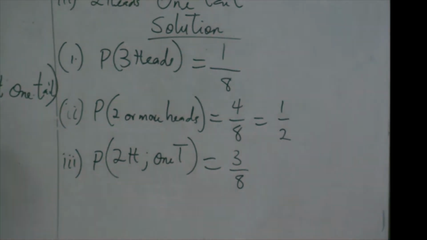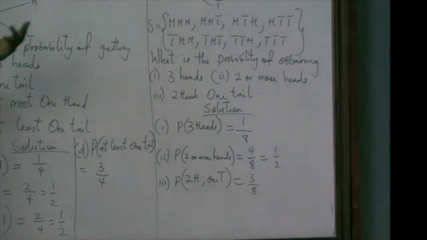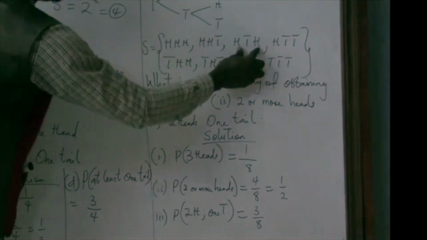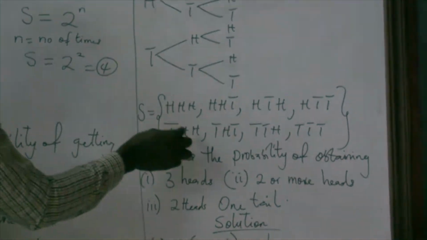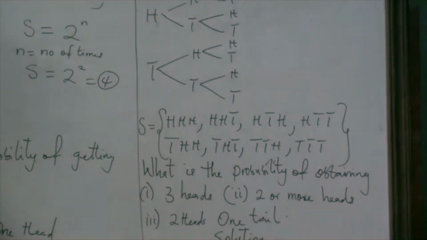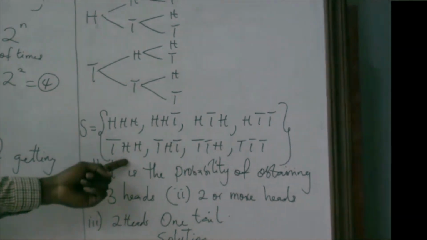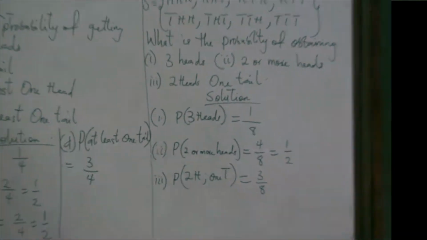And the last question, 2 heads, 1 tail. Just go there. How many have 2 heads, 1 tail? There are 2 heads, 1 tail here. 2 heads, 1 tail here. Here we have 1 head, 2 tails, so it's out of it. We have 2 heads, 1 tail here also. So, how many of them? 1, 2, 3. And this is going to give us 3 divided by 8.